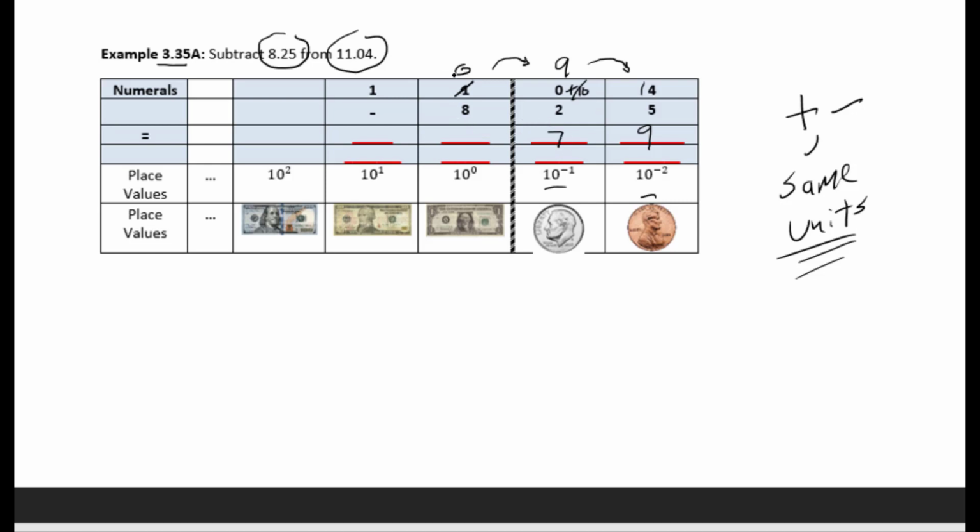And then I can't take 8 away from 0. These are ones, right? There's the decimal point. So I'm going to take one $10 bill. No, I have no $10 bills. Move the $10 bill over here and change it into $1 bills. So now I can subtract. 10 minus 8 is 2. So the answer is 2.79. And that's how the whole system works together.